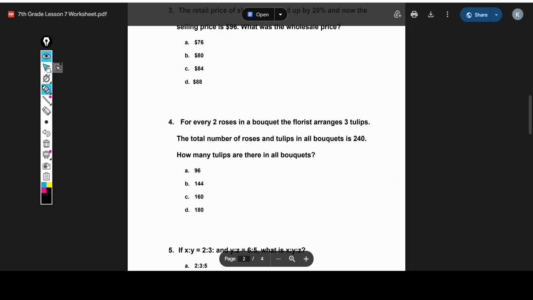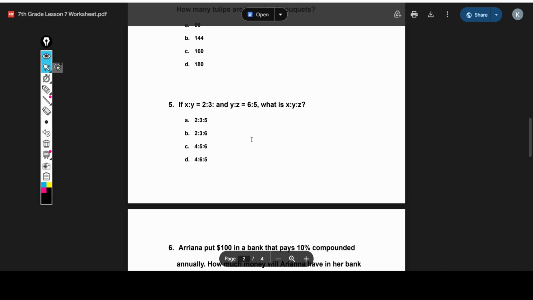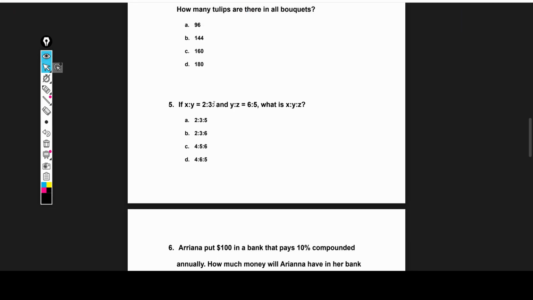All right. And now we have this ratio. This colon should not be there. If the ratio from x to y is 2 to 3, and the ratio of y to z is 6 to 5, what is the ratio from x to y to z?